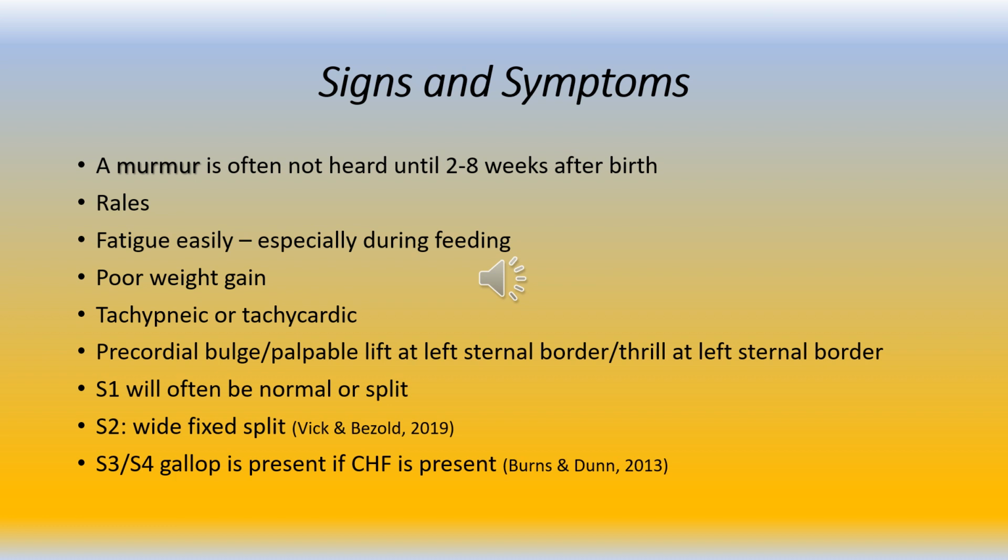If the defect is large enough, then we'll hear a murmur around 2 to 8 weeks potentially. We can hear rales in the lungs because the left side of the heart is essentially beginning to fail, and because of the fluid overload. We'll see the patient fatigue easily during feedings, especially poor weight gain, tachypneic, tachycardic. We can see a precordial bulge or a palpable lift at the left sternal border.